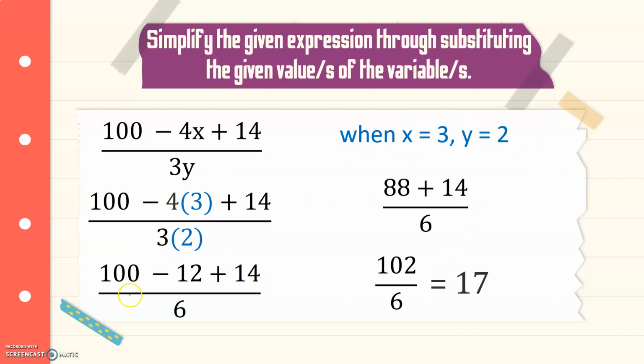We can also separate these 3. You can have it as 100 over 6 minus 12 over 6 plus 14 over 6. Then we follow the rules in subtracting similar fractions and the GEMDAS rule as well. But this will take longer, so it's better if we'll just use this one. There's no need for us to actually separate them.